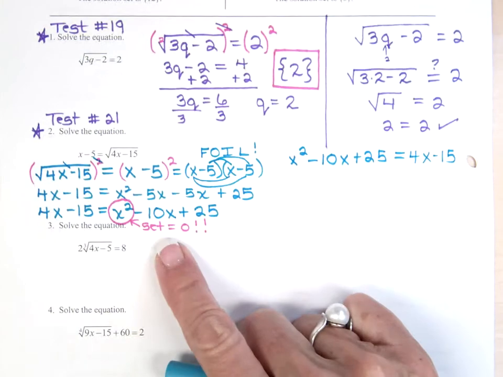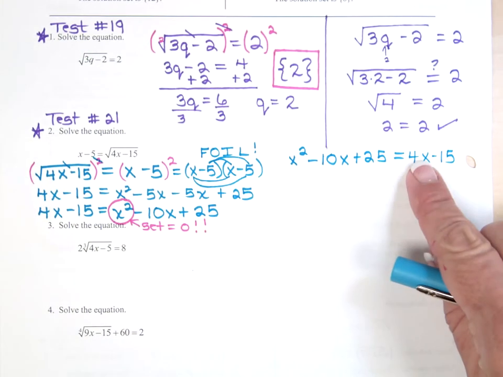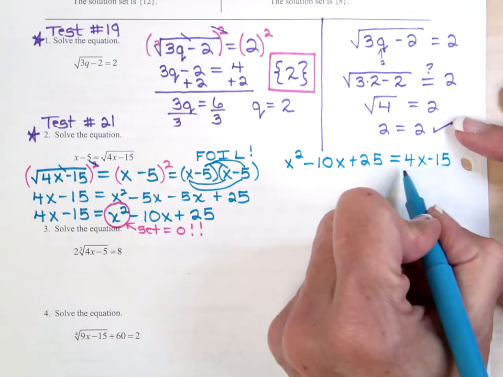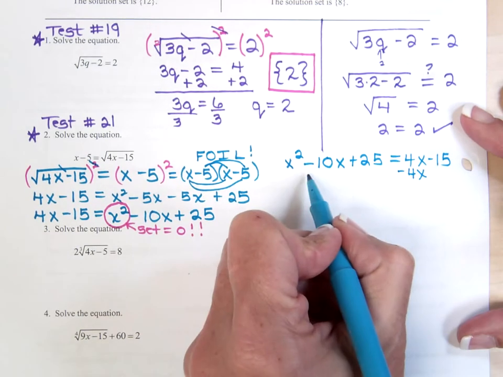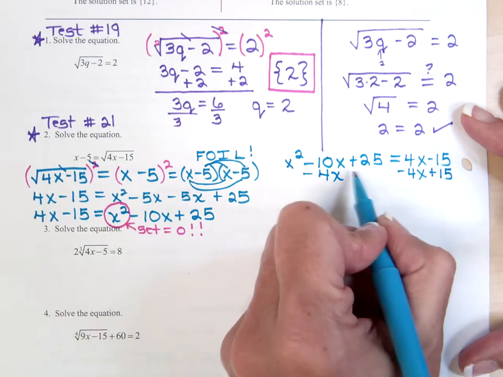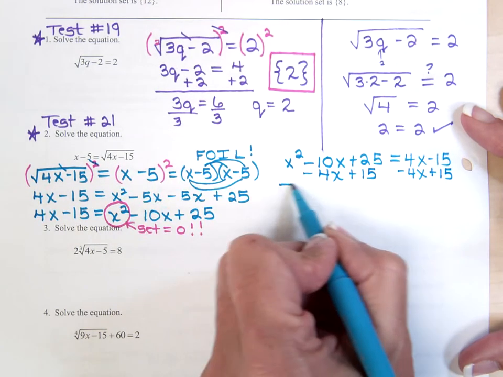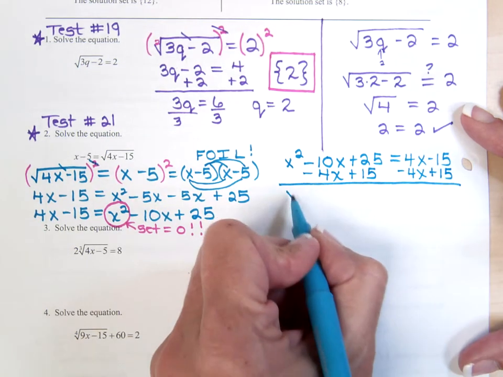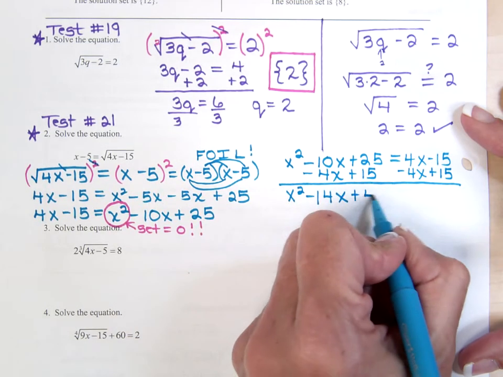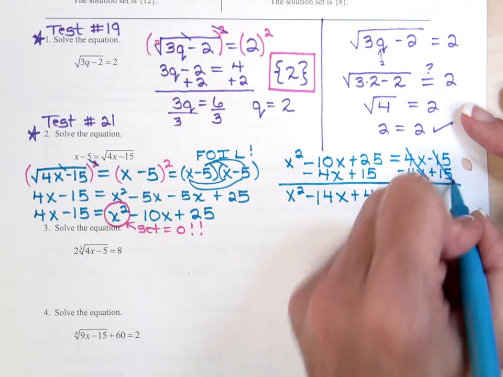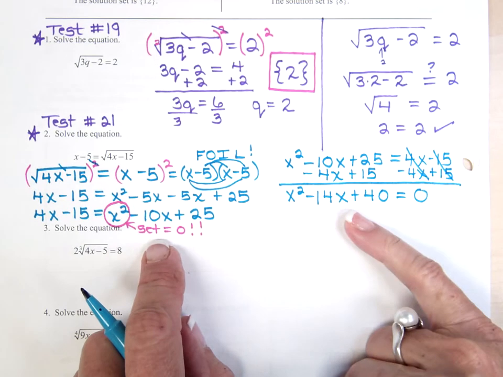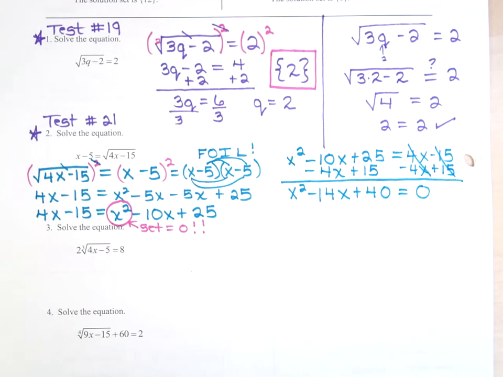So since I know I have to set it equal to 0, that means I have to do the opposite to bring this left, do the opposite to bring this left. So the opposite of positive 4x, negative 4x. Put it underneath its like term. The opposite of negative 15, positive 15. Put it underneath its like term. Then I'll get x squared minus 14x plus 40 equals gone, so there's our 0. That was our goal. Anytime there's an x squared, that means it's a factoring problem, and you can't factor until it's set equal to 0.